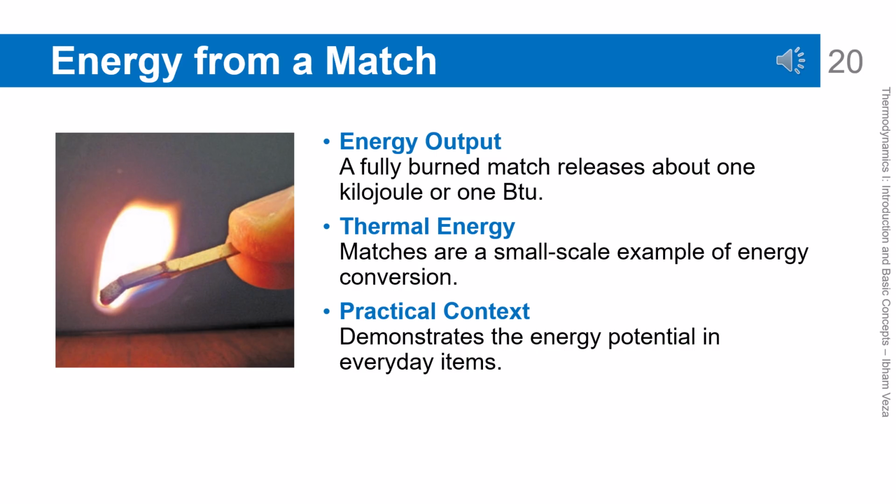Energy from a match. A burning match releases a relatively small amount of energy. This energy is about 1 kilojoule, or 1 BTU. Although small, this example shows the conversion of chemical energy into thermal energy. This simple case helps visualize the scale of energy in daily life. From this, it can be understood that all combustion processes involve energy transformation.